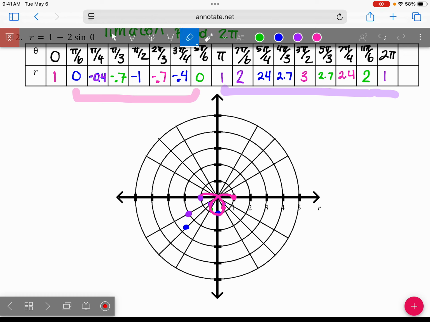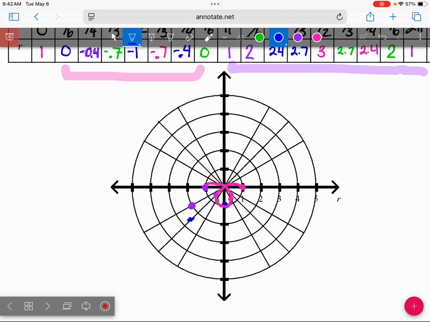So then on our 5 pi over 4, oh, that is not what I meant. There we go. For our 5 pi over 4, that's this guy over here. So we're out radius 2.5-ish. 2.4. Okay, get a little closer. 2.4. And then we have our 4 pi over 3. So on this angle, we're out at 2.7. So we're farther out.